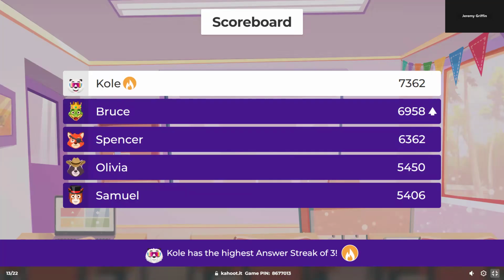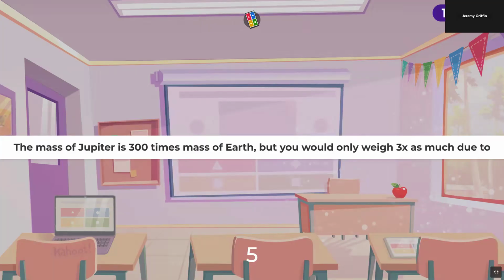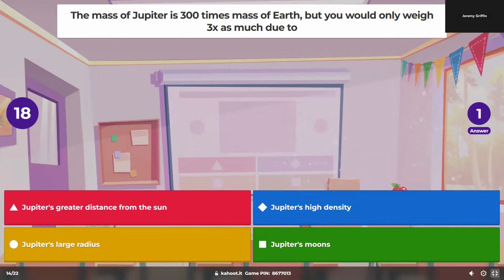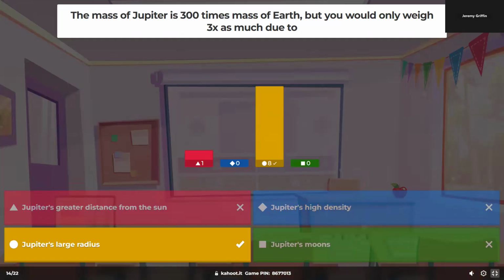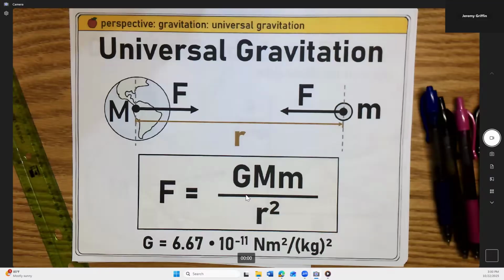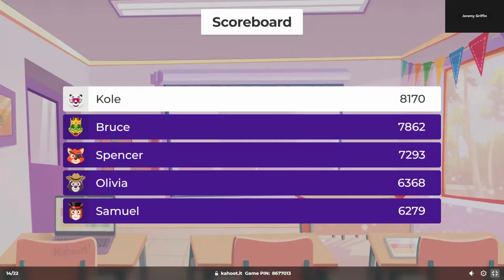All right. Samuel, Olivia, Spencer, Bruce, Cole, on fire. The mass of Jupiter is 300 times the mass of Earth, but you would only weigh about 3 times as much on the surface as on Earth. Why? Jupiter's 300 times more massive. Why would you weigh only 3 times as much? Yeah, large radius. There you go. If the radius was 10 times as much, what's 10 squared? 100. So 300 times the mass divided by 100 on the bottom, we get three times as much. Large radial size.